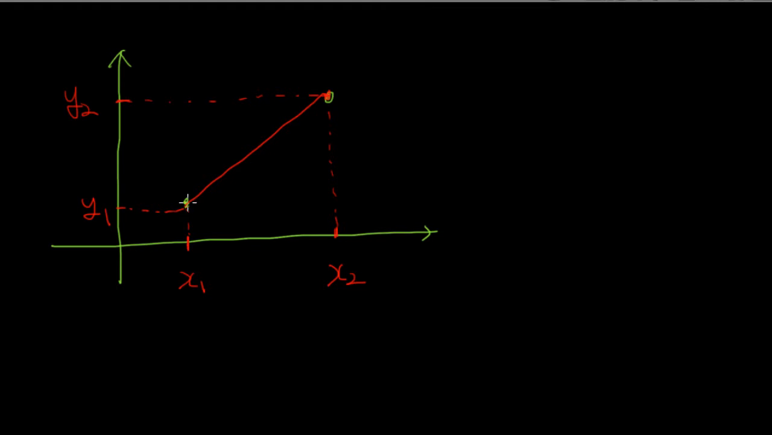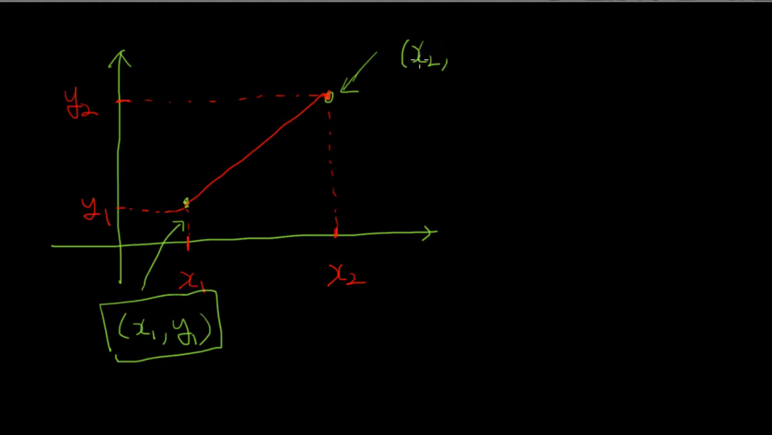So this point right here, what will be the ordered pair for this point? What's the x value? x1. What's the y value? y1. That's this point right there. What about this point? Well, what's the x value? x2. What about the y value? y2. So that's this point right there. So we are trying to figure out the distance from here to here.